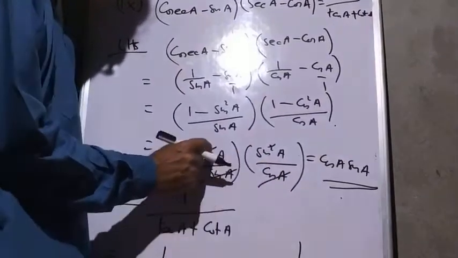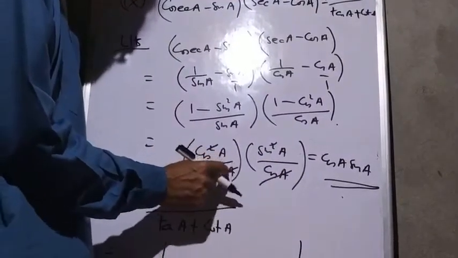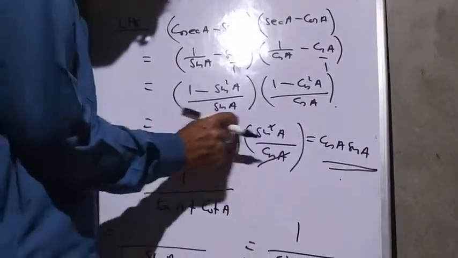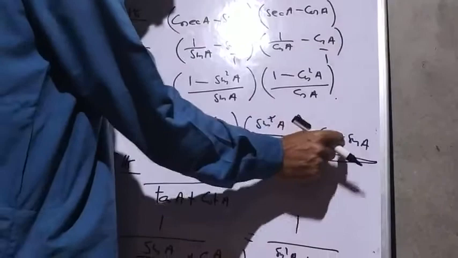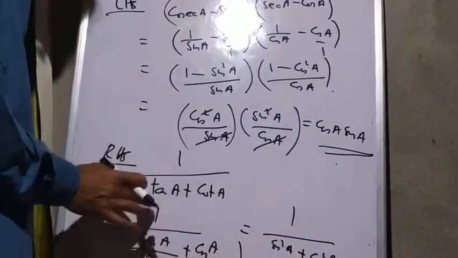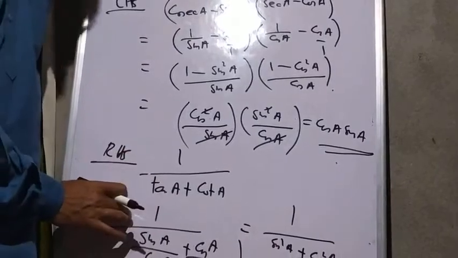Now cos A and cos A will go, and sin A and sin A will go. We are left with cos A here and sin A here. So left hand side is cos A into sin A. Similarly, the right hand side we shall separately simplify.